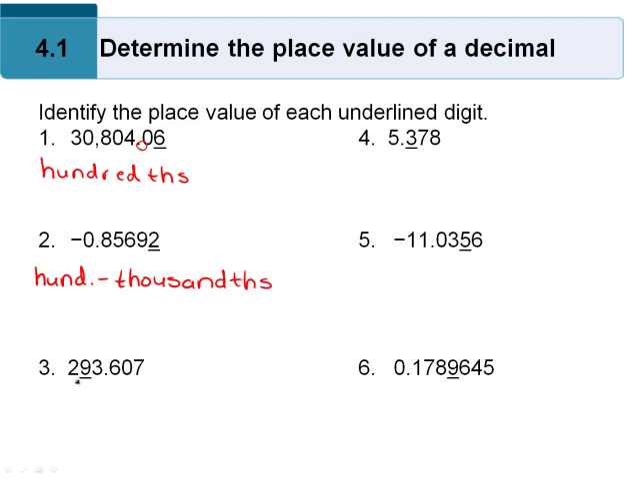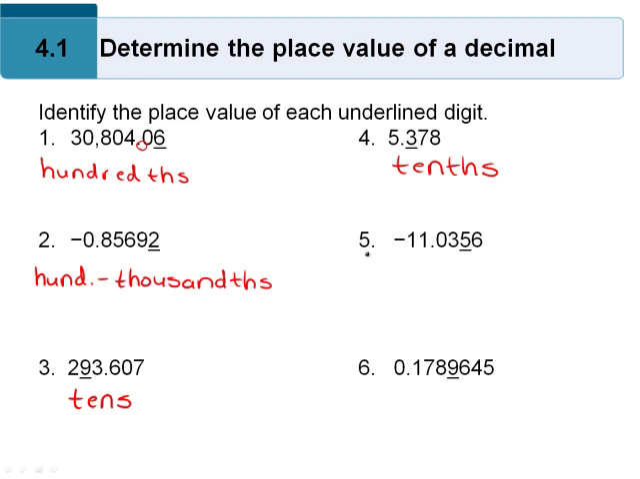In the next one, 293.607, the 9 is to the left of the decimal point, so this is in the whole numbers part. Start at the 3, that's your ones place. The 9 is in the tens. Notice that it does not have THS. It's on the left, so it just ends in S. All right, number 4, 5.378. The 3 is just to the right of the decimal point, so that is your tenths place.